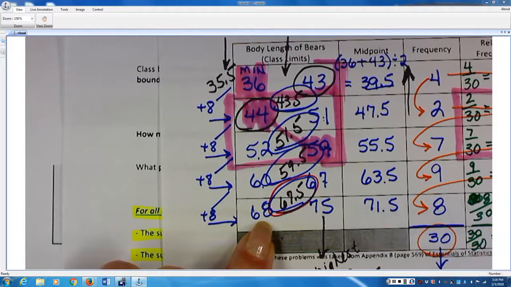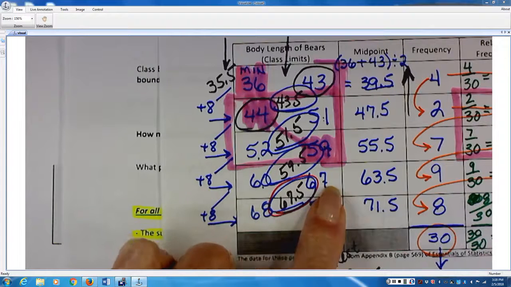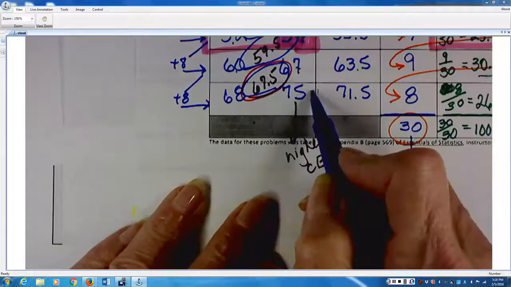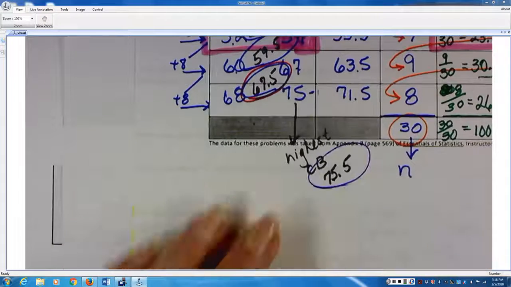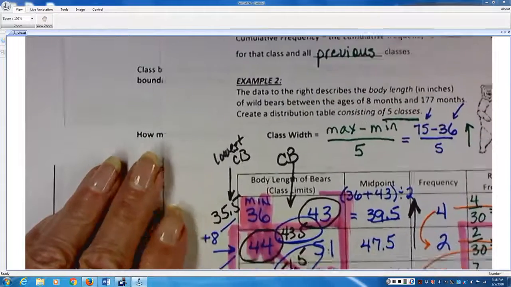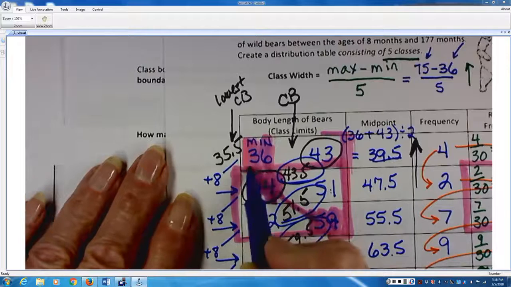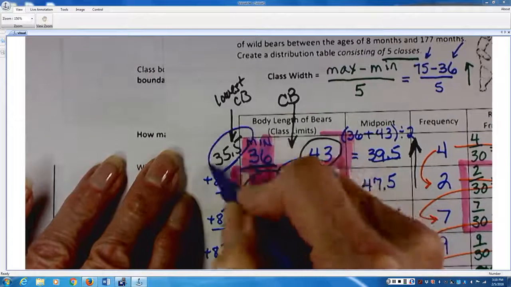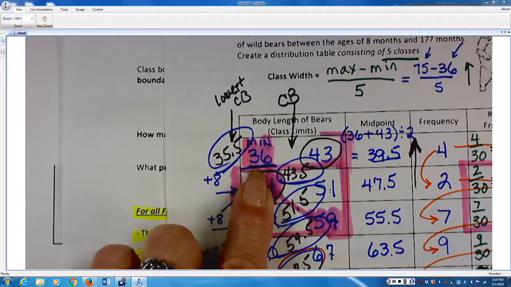And if you notice here, the lower class boundary is always 0.5 less than the lower class limit. And the upper class boundary is that same value. It's 0.5 more than the upper class limit. And for that reason, then, we know that the highest class boundary is 0.5 more than 75, and that makes it 75.5. And we also know that the lowest class boundary is 0.5 less than the first lower class limit, so that makes it 35.5, 0.5 less than 36.